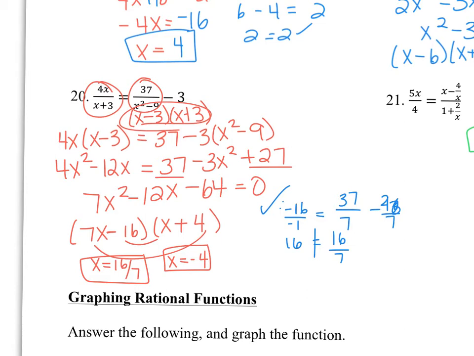Huzzah! I found my mistake. My signs are flipped. That should be positive 16 and negative 4. So positive 4 and negative that. So that's positive 16, so it's negative 16 over 7.